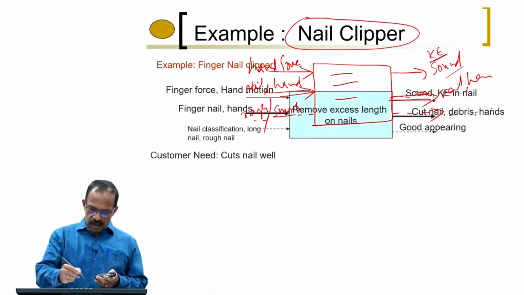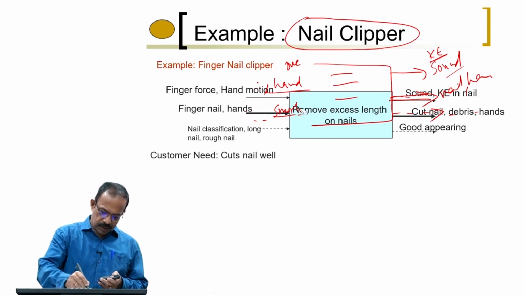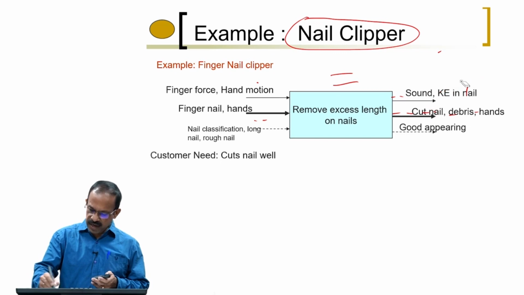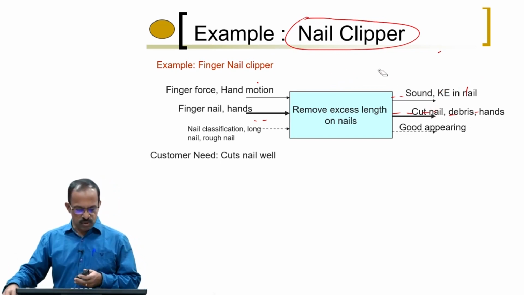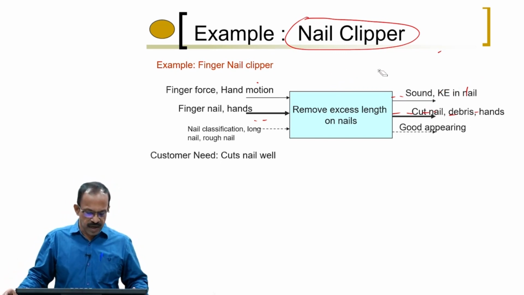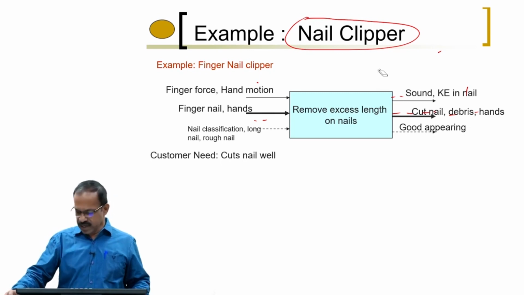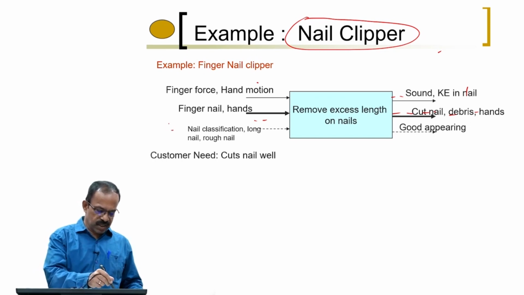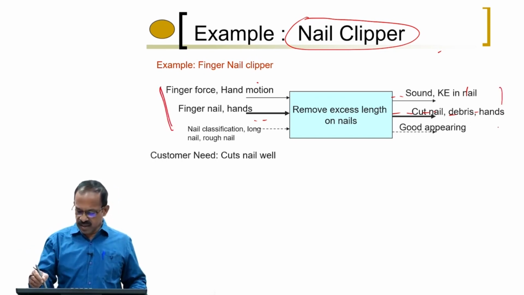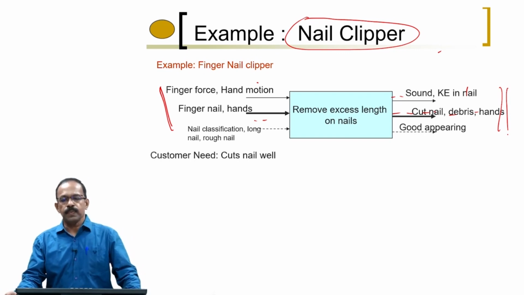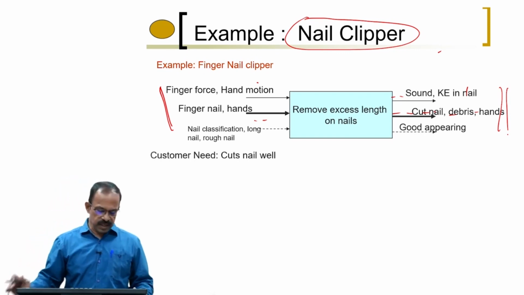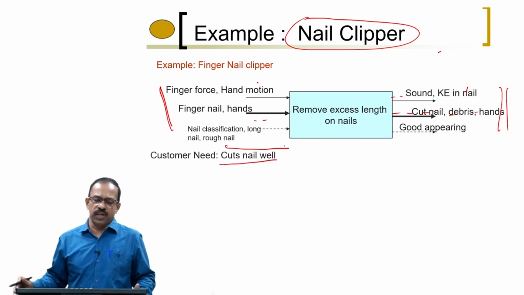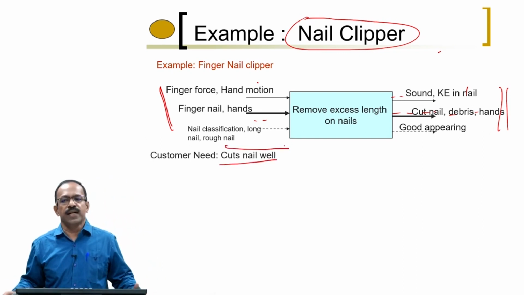So, this is the top level function and the flows that we can identify, input and output flows. You can see the finger force, hand motion, fingernails, hands and the nail classification, long nail or rough nail. These are the input flows and these are the output flows. Once we know this, we have a requirement saying that the customer need is that it cuts the nail well. That is a customer requirement. The customer says that it should cut the nail well.